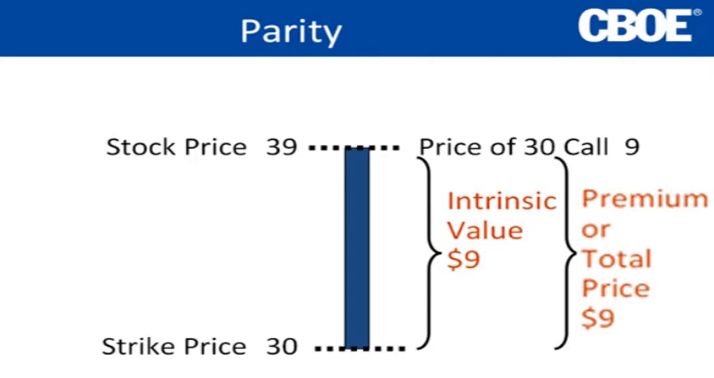Now imagine a scenario where we have a stock trading at a price of $39 per share and a 30 strike call trading at $9 per share. So in this example, we have $9 of intrinsic value and $0 of time value. No option price in excess of intrinsic value. Such an option is said to be trading at parity. Now the term parity means equal to. If this scenario were to exist, an investor would be indifferent to buying the stock at $39 versus buying the 30 strike call for $9 and exercising it, assuming no commissions, of course.